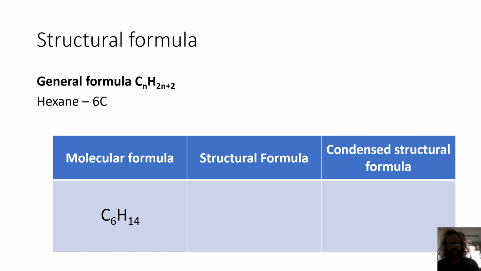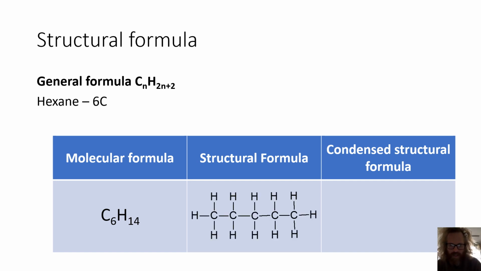So we're going to use things called the structural formula and condensed structural formulas to communicate how these atoms are bound together. So for hexane, the structural formula is drawn out like that. We've got all the C's and the H's connected with single bonds. That's nice and clear, and some students really like that.